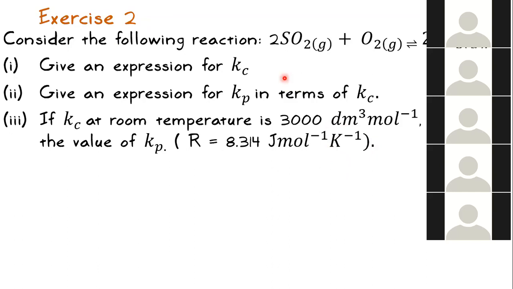So Lisa, what's your result? Kc is equal to bracket open SO3 raised to the power 2 all over bracket open SO2 raised to the power 2 bracket close, then bracket open O2 bracket close. Good. Now, which type of brackets are you using? The square brackets. Excellent. Because you are talking about concentration, you should employ the square bracket. Good. I believe we all got the same results.